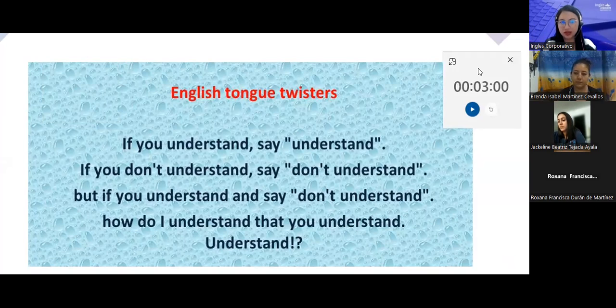Con más rápido, ¿ok? Ready. If you understand, say understand. If you don't understand, say don't understand. But if you understand and say don't understand, how do I understand that you understand? Understand.